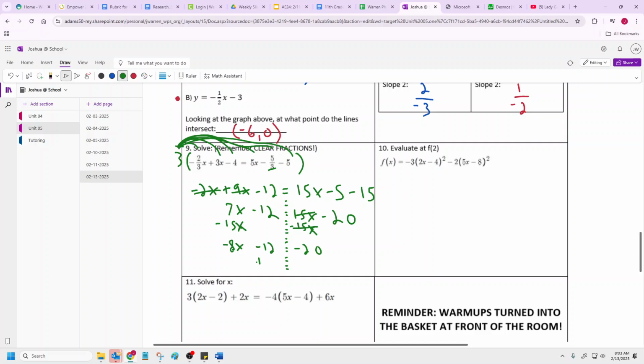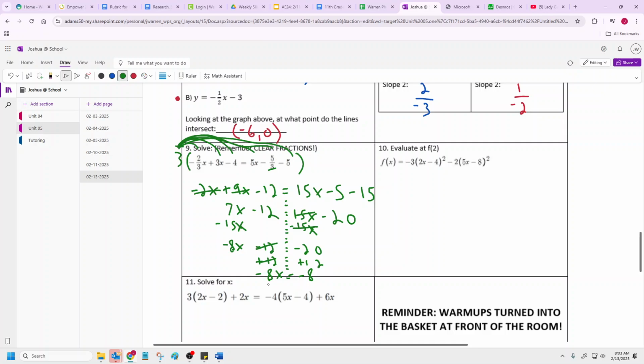Now I'm going to add my 12 on both sides. At this point, most of us should be cool with this. If you don't know why I'm doing this at this point, the opposite of a negative is a positive, so I must do the opposite, and then I must do it on both sides. This cancels out. Negative 8x equals negative 20 plus 12 is negative 8.